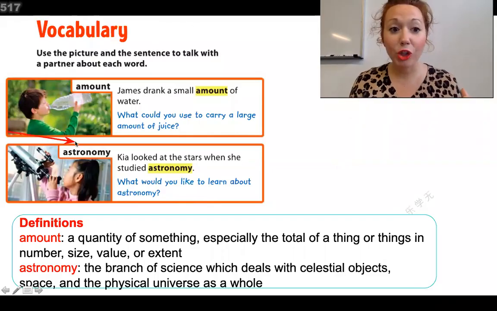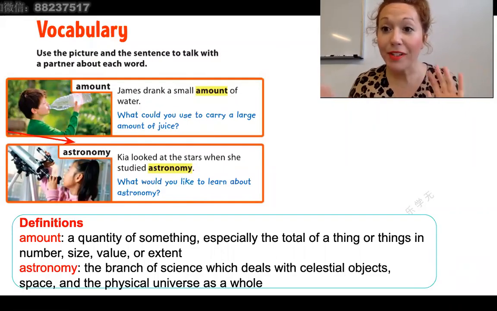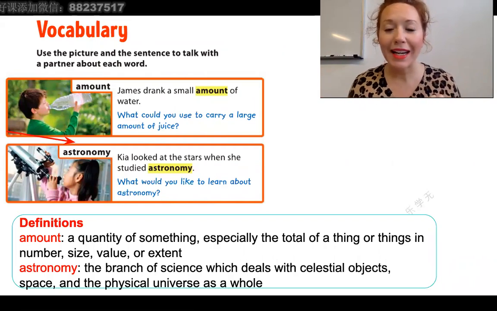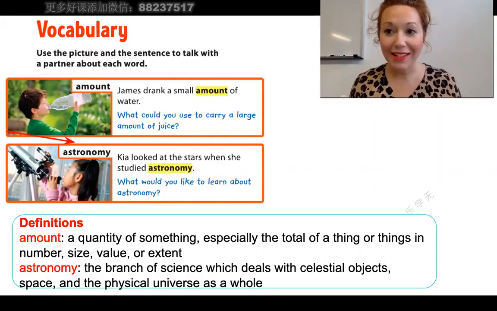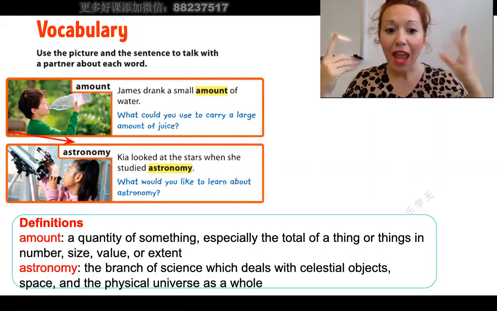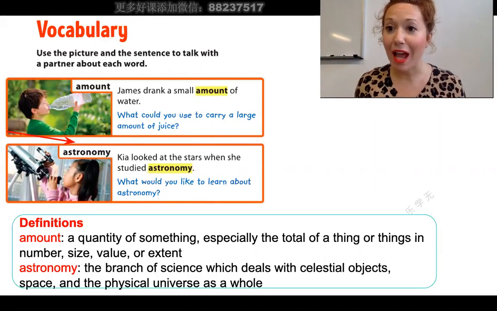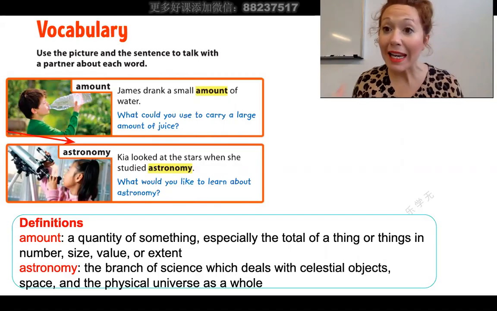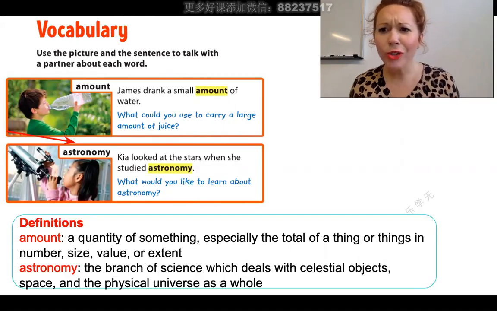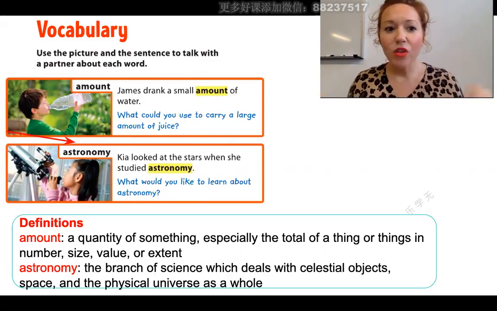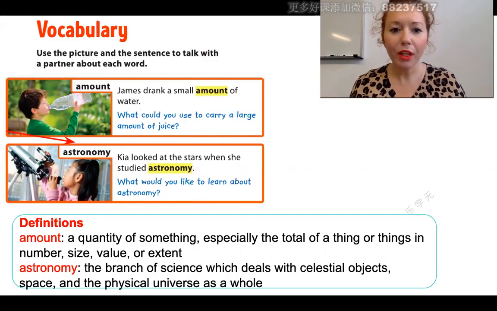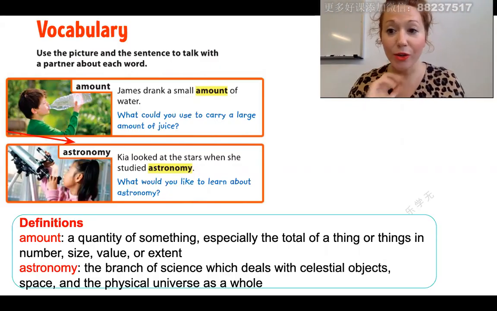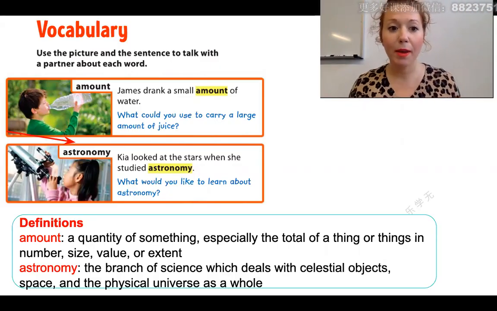Next, we have astronomy. Now, astronomy is a branch of science, and it deals with celestial objects like space and the physical universe as a whole. So planets and stars and galaxies, this would be the study of astronomy. Kia looked at the stars when she studied astronomy.